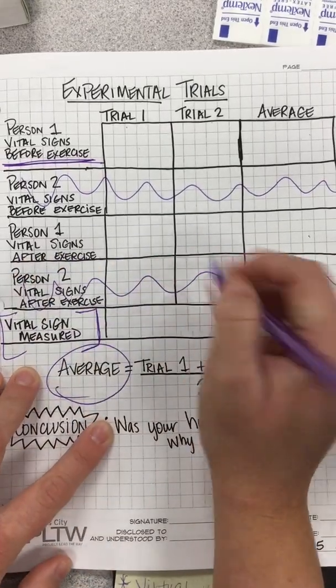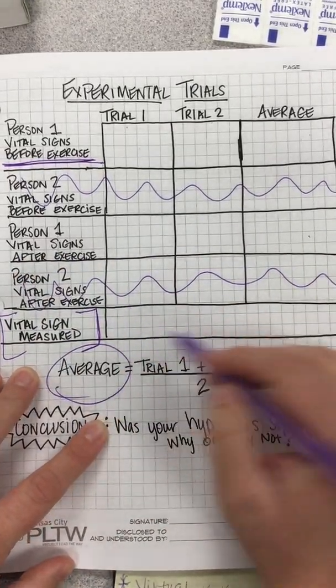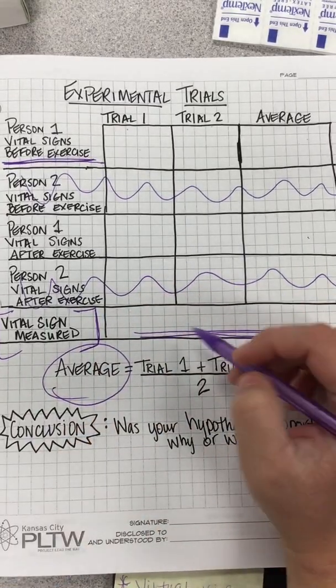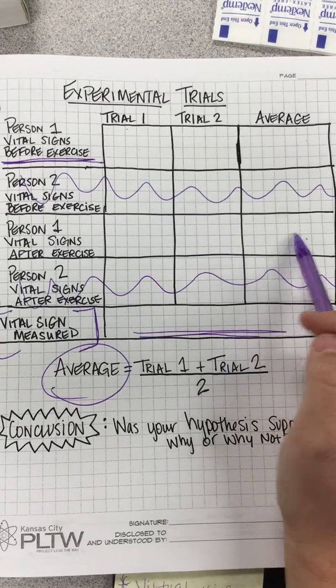So what one did you use on the first page? What are you actually measuring? That needs to go here in this box, because that makes our graph make sense, what we're measuring.